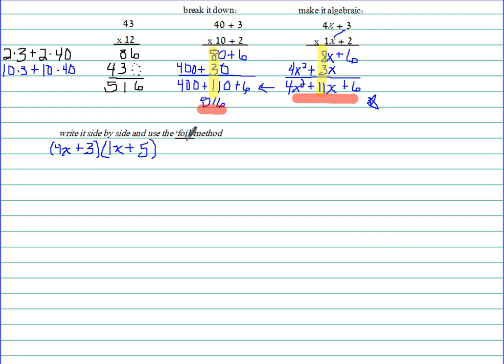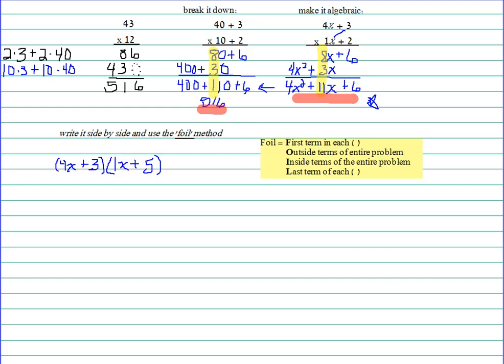FOIL is an acronym for first, outside, inside, last. I decided to add this breakdown of what FOIL is. So we're going to do the first two terms. That would be these two. Let's use color here. We're going to use the first two terms of each, and that gives us the 4x squared. Then we're going to use the outside and inside, and I'm going to use the same color for those two. So we're doing the outside two terms.